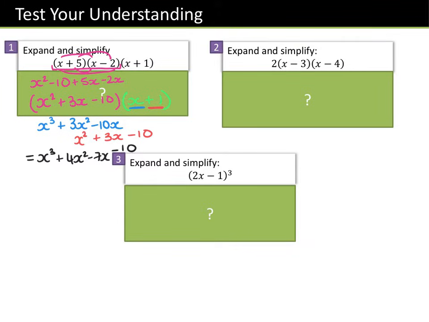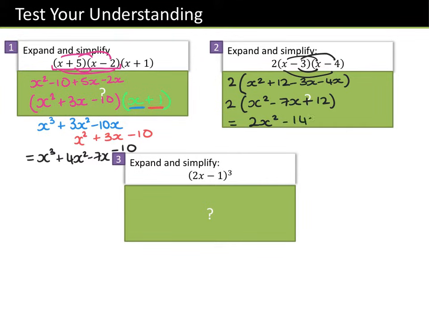This time you can multiply the first bracket by 2 if you want, but I'm just going to multiply the double brackets and then multiply by 2 at the end. So I'm going to have 2 bracket x times x, x squared, minus 3 times minus 4, positive 12. Minus 3 times x is minus 3x. X times minus 4 is minus 4x. So I'm still going to get two lots, and I'm going to simplify this. X squared minus 3x minus 4x is minus 7x plus 12. Multiply everything by 2. I'm going to have 2x squared minus 14x plus 24.